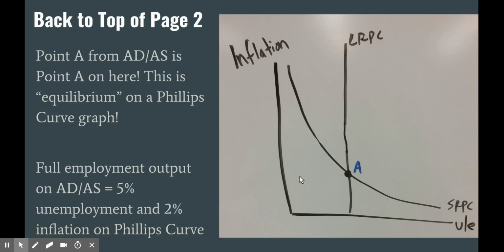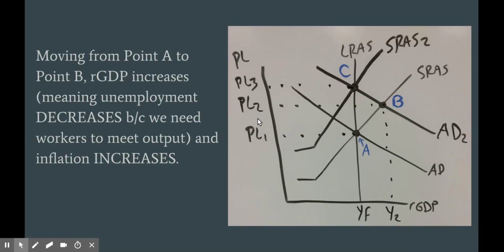I just didn't label the axes this time because, again, you're not always going to be required to. So both of those point A's show the same thing. Now, moving from point A to point B, you can read this right here. We see a temporary increase in GDP. In the long run, that is not an actual increase, but temporarily, short run, increase in GDP, which means unemployment goes down, and then price level increases.